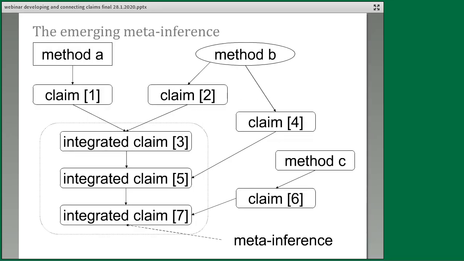So in this picture, yes, integrated claim 7 is the meta-inference, but in case the researcher had decided to stop after applying method A and B, then integrated claim 5 would have been the meta-inference. And also, if the researcher had decided to stop after obtaining claim 1 and claim 2, then integrated claim 3 would have been the meta-inference.